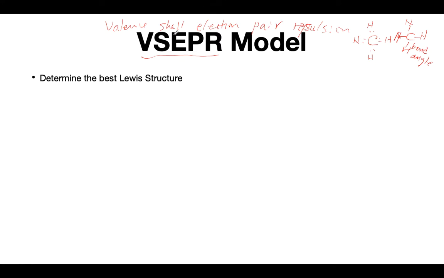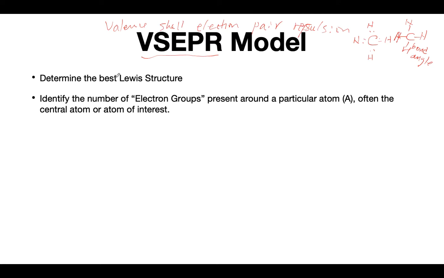So this model will help us determine the best Lewis structures. In this case, you will identify the number of electron groups present around the particular atom, which is often the central atom or the atom of interest. If the molecule is small or very simple, we call it the central atom, for example methane, where the carbon atom is the central atom and we look at that. But for the atom of interest, if you see a structure like sulfuric acid, for example, we draw the structure of sulfuric acid.